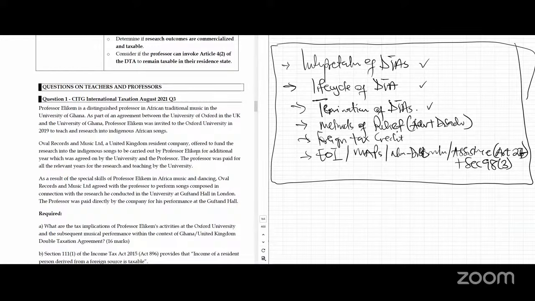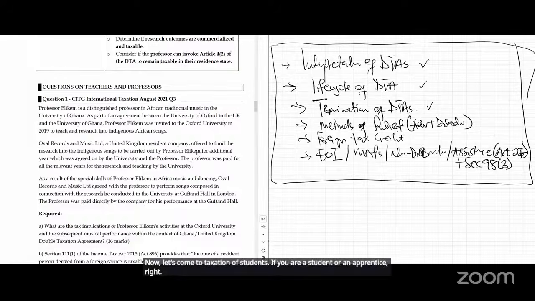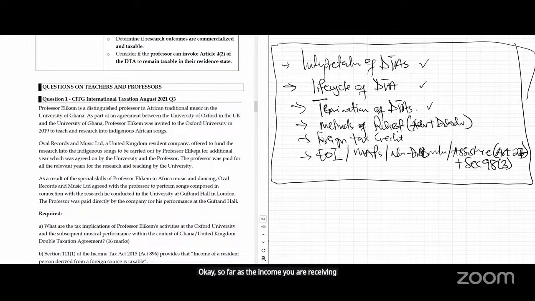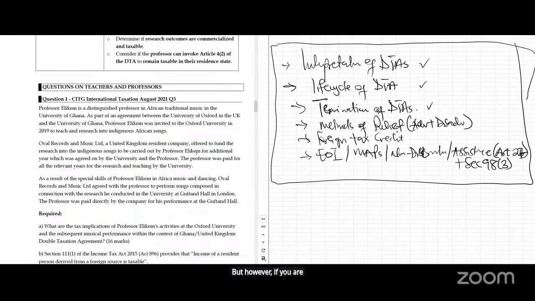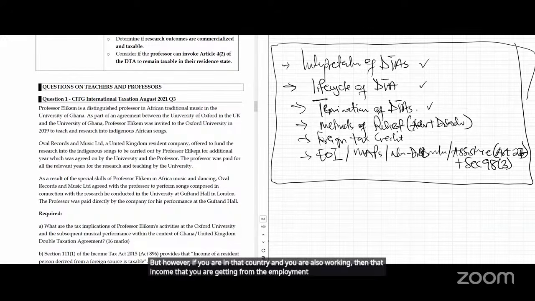Okay. Now, let's come to taxation of students. If you're a student or an apprentice and you are in another country, so far as the income you are receiving came from a non-resident country and it is solely for your maintenance, like taking care of yourself, are you getting it? Then that income is exempt from tax. Did you get me? But however, if you are in that country and you are also working, then the income you are getting from the employment or business will be taxed according to Article 7 if it's business income, or according to Article 15 if it's employment income.